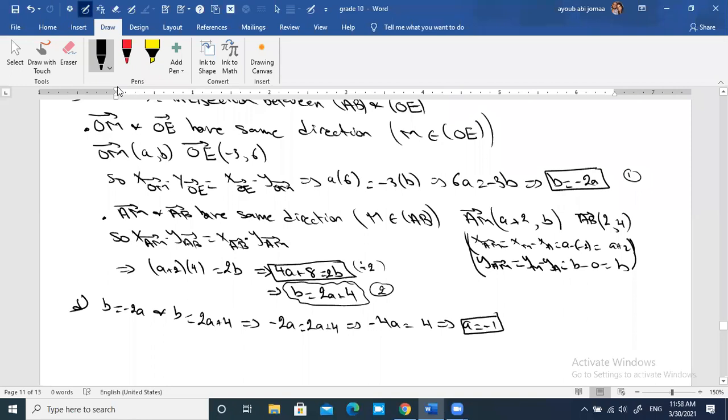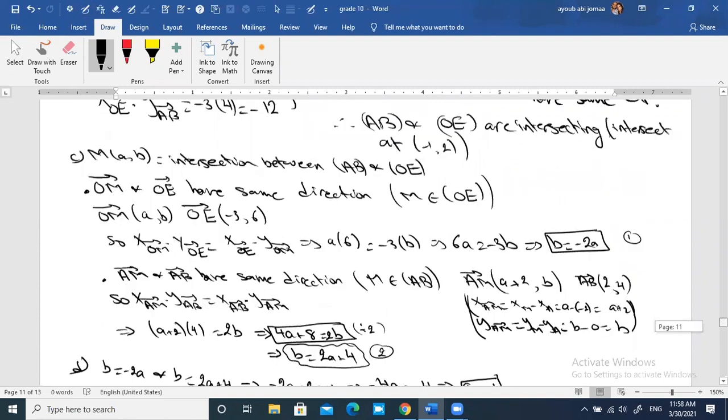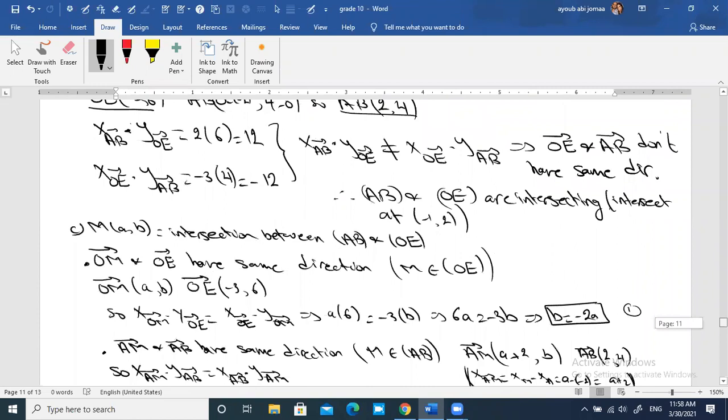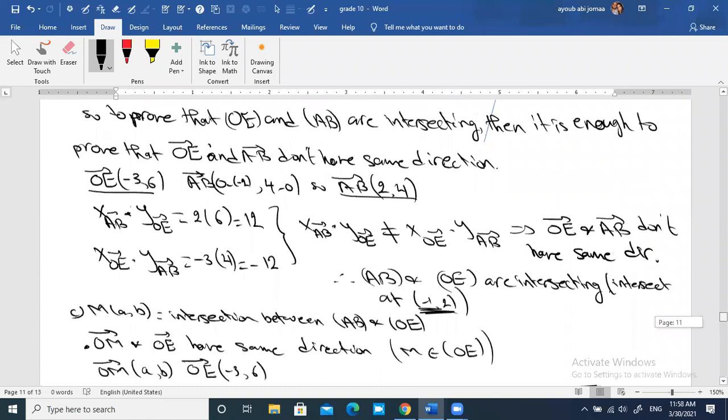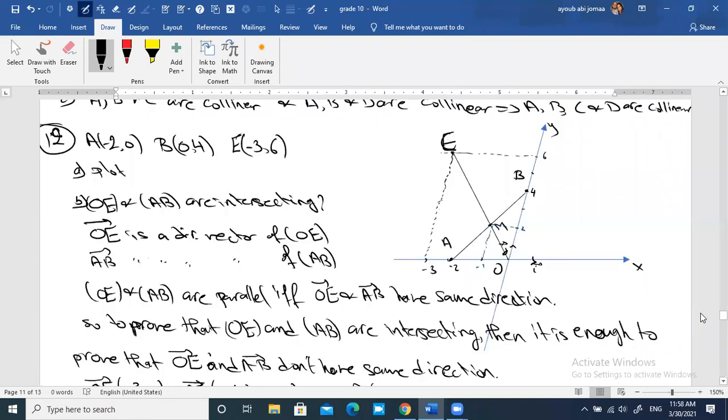Now to find b, b is equal to negative 2a. This means that b is equal to negative 2 times negative 1, and so b is equal to 2. Therefore, point M has coordinates negative 1, 2. This is what we got before, and it is clear in the figure. Point M has coordinates negative 1, 2.